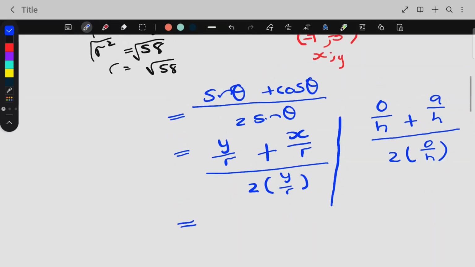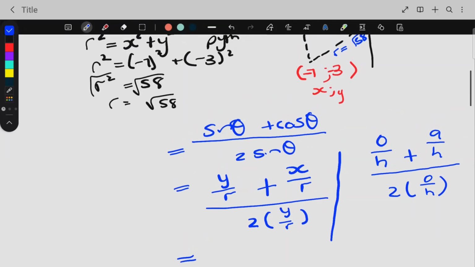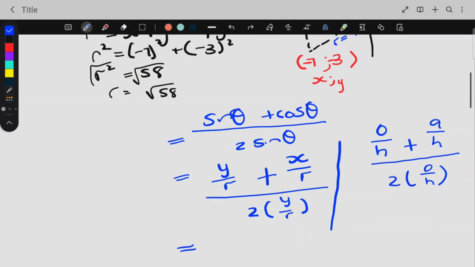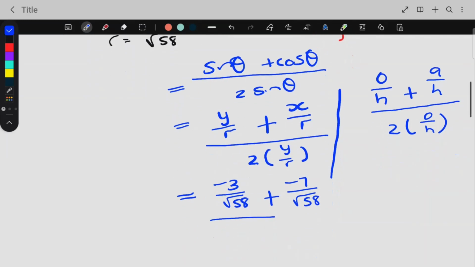Now, I'm going to replace my letters. Do you see? We have y, we have x, and we have r. This is my x. This is my y. And the square root of 58 is my r. So now I'm just going to replace it. I'm going to say y over r. Y is negative 3. R is the square root of 58. Plus x is negative 7. R is the square root of 58. And this is all over 2 times y over r.